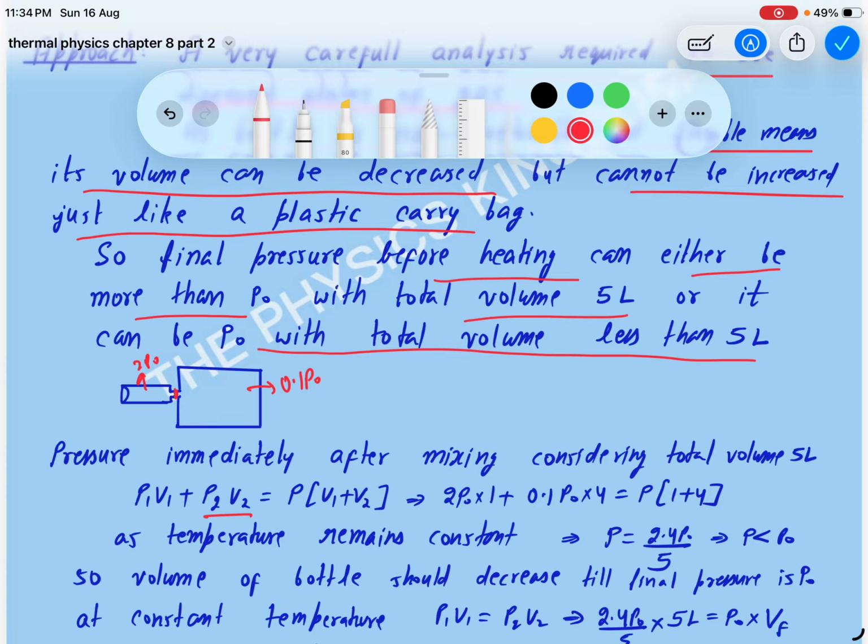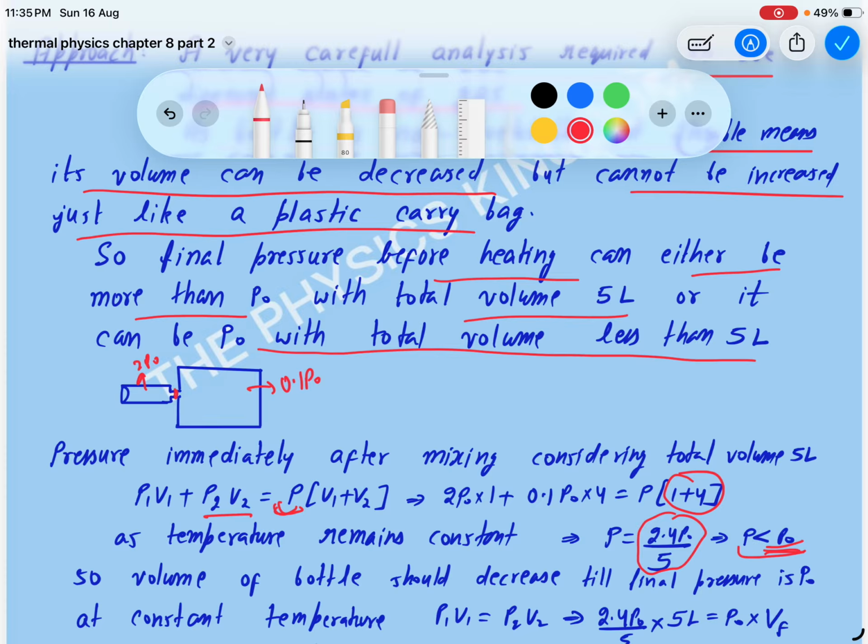So by that, the final pressure I'm getting is 2.4 P naught by 5. So obviously this is less than P naught, right? So first, what is my assumption? I'm assuming that total volume will be 5 liter only. So if the shape is like this only, then what will be the pressure? When you're mixing, I'm considering it is 5 liter, then pressure will be less than P naught, right?